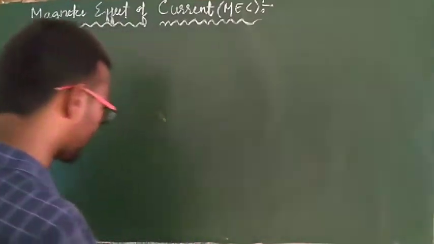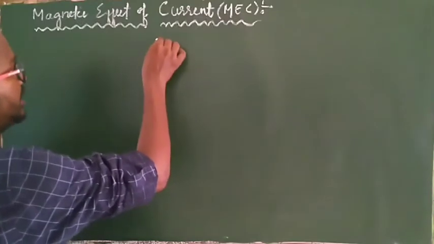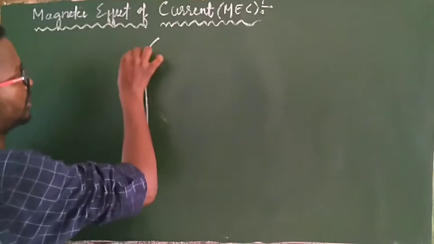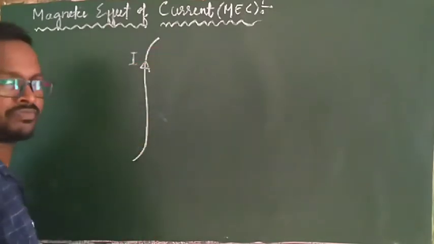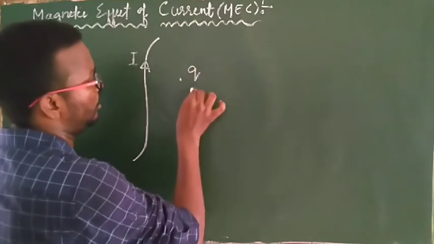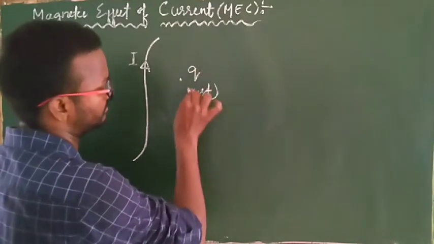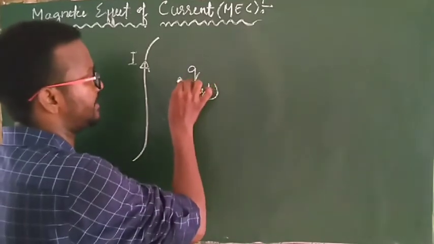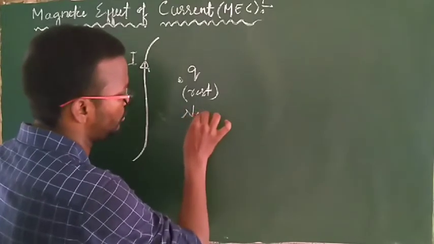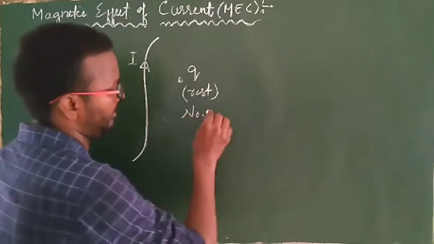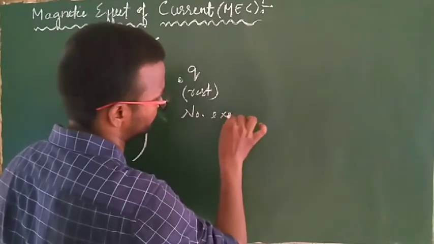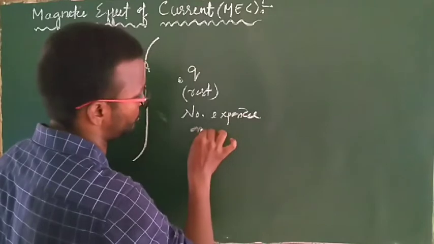Clear? Suppose we have a conductor and current I is flowing through the conductor in this direction. Clear? And suppose we have a charge particle Q which is at rest, then this charge particle will not experience any force. That means no effect, or it does not experience any force.